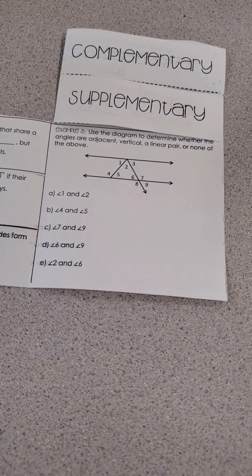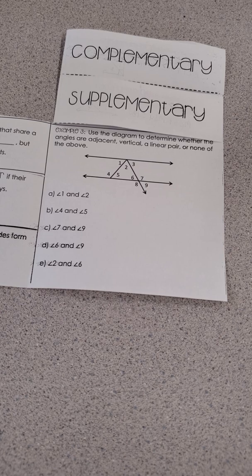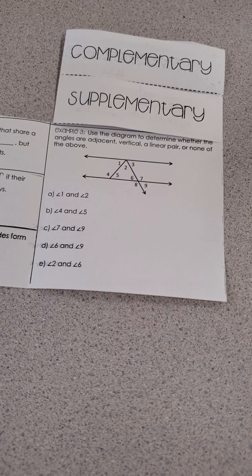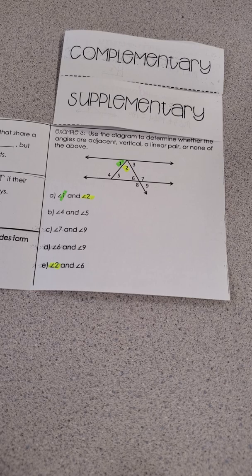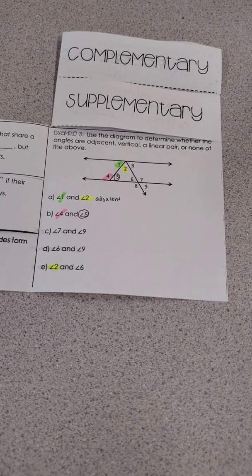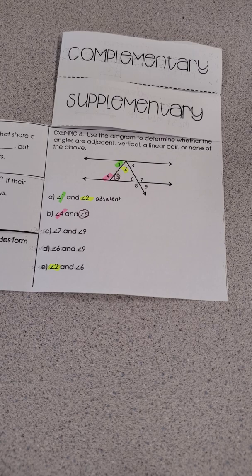Example 3 is asking us to use the diagram to determine if the angles are adjacent, vertical, a linear pair, or none of the above. So let's start with angle 1 and 2. If we look at angle 1 and 2, they're just right next to each other, and that word that we use to describe next to each other is adjacent. And if we look at 4 and 5, there's quite a few relationships going on. They're a linear pair, and they're adjacent.